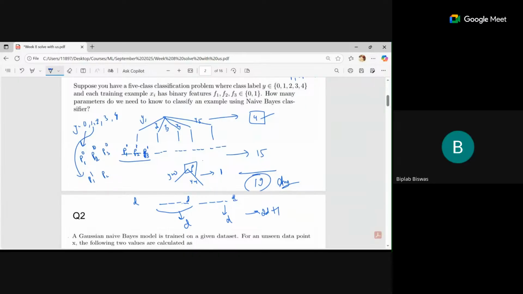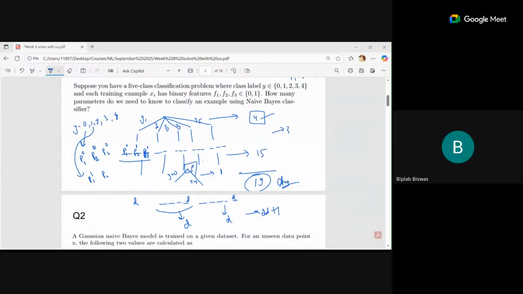Now you have three features, F1, F2, F3. For every class, you are going to have three features. So three from here, three from there, so 3 into 5 is 15. Each feature can take one value. Got it, understood.